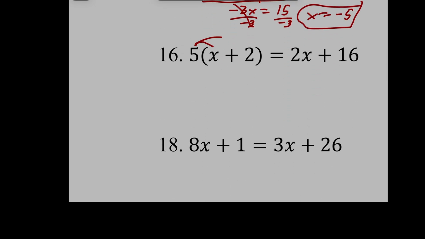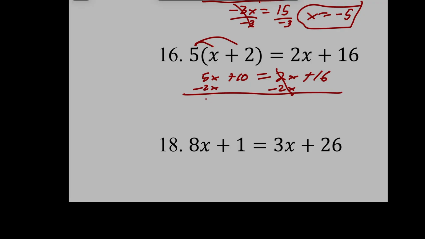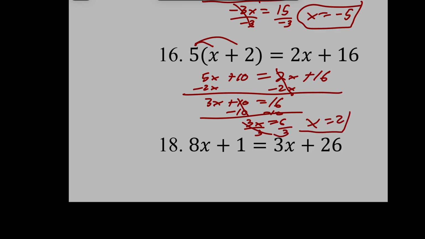I'm going to distribute that 5 across. 5x plus 10 equals 2x plus 16. Well, I did my distributive property, but now I have letters on both sides. So what I want to do is I want to move that 2x. And I'm choosing that because it's going to keep my x positive. Not that I have to, but when I do it that way, I tend to make less mistakes. Okay, because there's not as many negative signs floating around to give me some trouble. So once I'm done with all that, I just get a nice, pretty x equals 2.